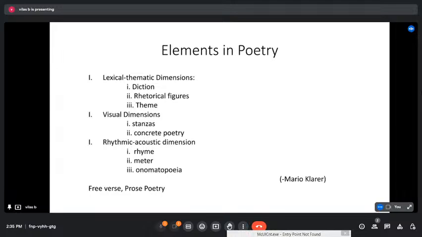So this is the aspect of lexical thematic dimension, what we call. The second one is the visual dimension. While we see a text on a page, we perceive the poem. Either it is divided into stanzas, or into couplets, or into tercets, three-line stanzas, like this we perceive it.